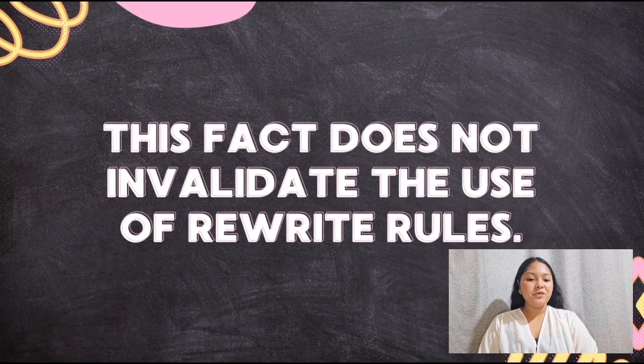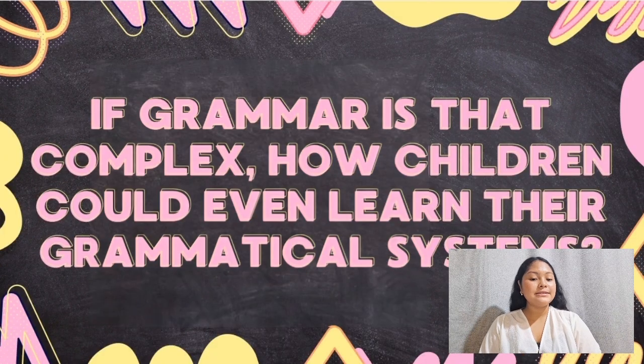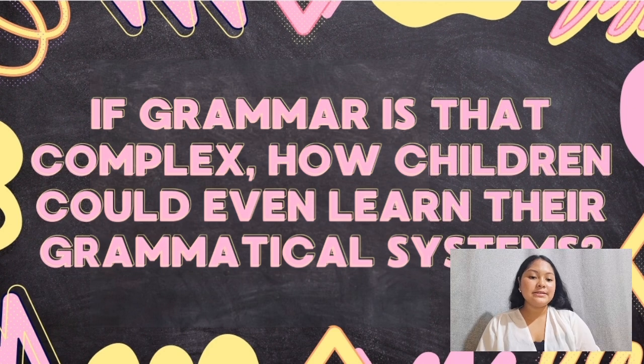To sum it all up, we've seen how rewrite rules help break down sentence structure and guide us in understanding grammar step by step. While they are effective for many sentences, they are not enough to capture the full complexity of English, especially with how flexible sentences and phrases can be. Sure, we can keep on adding more and more rules, but that leads to a bigger question. If grammar is that complex, how could children even learn their grammatical system? Because of this, some linguists believe that we need simpler, more efficient systems, something that's easier to learn and fits better with how the human mind works.